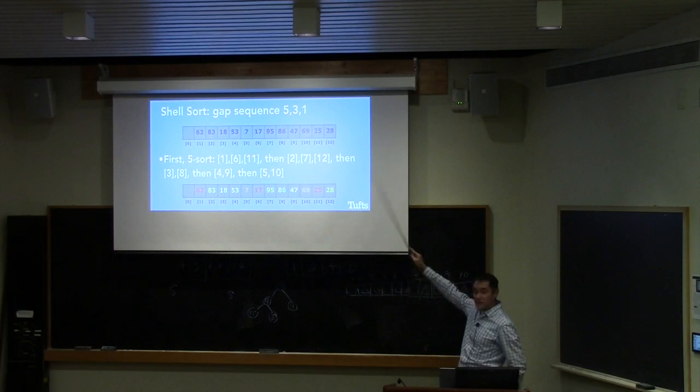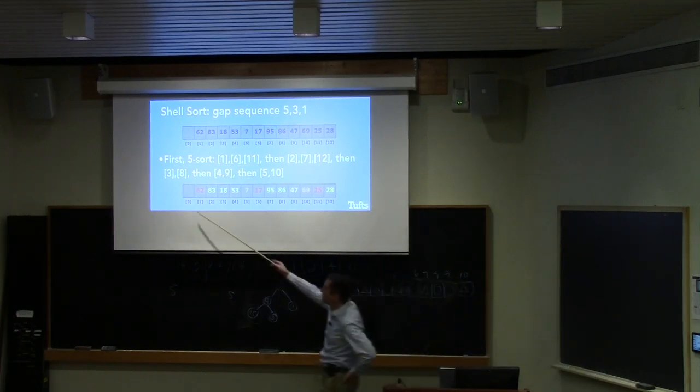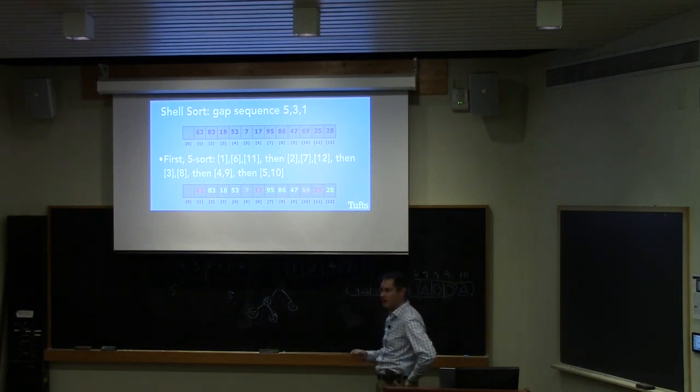Okay, so let's look at this one so we can get through the actual algorithm. First, we're going to 5 sort, okay? By the way, I kept the 0 off to the side to be the same as the other one. In fact, for the HTML file, I might not have done that. I might have missed that.